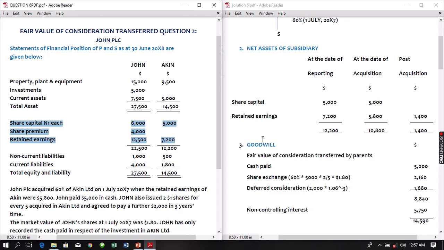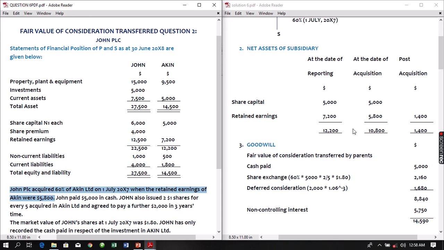But don't forget, we are told that John PLC acquired 60% of Akin Limited on 1st July 20x7, when the retained earnings of Akin were 5,800. So at the date of acquisition, the retained earnings of Akin was 5,800. That is why my retained earnings here at the date of acquisition is 5,800. Subtracting date of acquisition from date of reporting gives us our post acquisition. So 7,200 minus 5,800 gives us a post acquisition of 1,400, and that is the end of workings 2 in this case.